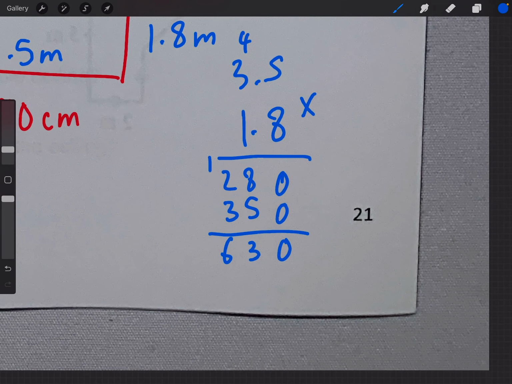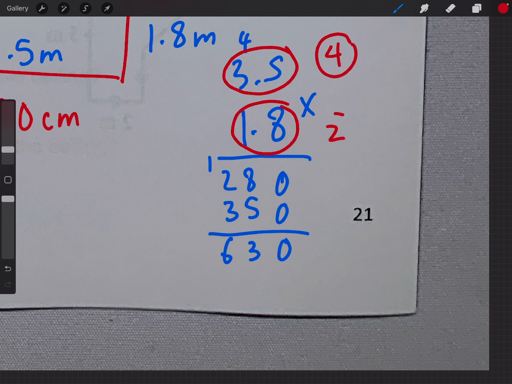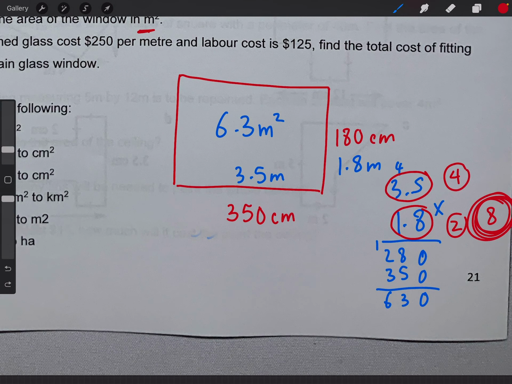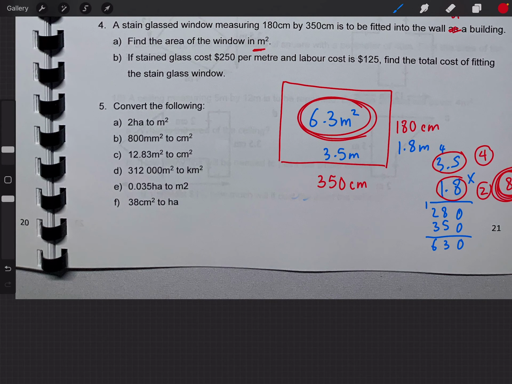How do I know where the decimal place is when you multiply this? Well, think about it. This is roughly about 3, 4, maybe 4. And this is roughly 2, isn't it? So it's basically 2 times 4. So we can estimate this. 2 times 4 is 8. So our answer must be close to 8. If I put a decimal place here, it is 63. That's way off. If I put the decimal here, it'll be 6.3, which is closer to 8. Therefore, the answer should be 6.3. You can think of it that way too. There are other ways to do it, but this is one of the ways. So 6.3 meters squared is the answer.